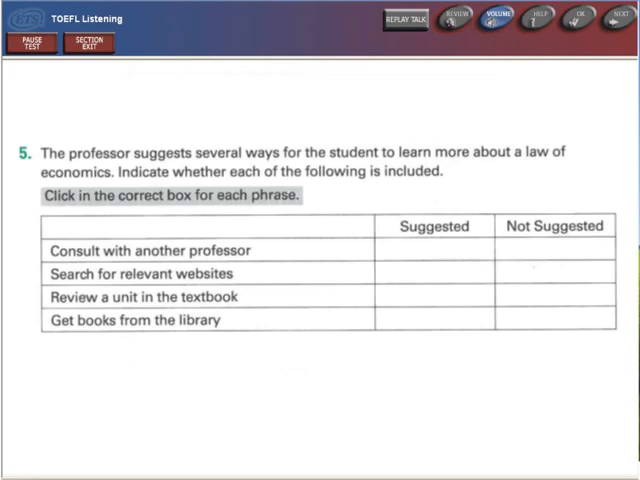Five. The professor suggests several ways for the student to learn more about a law of economics. Indicate whether each of the following is included.